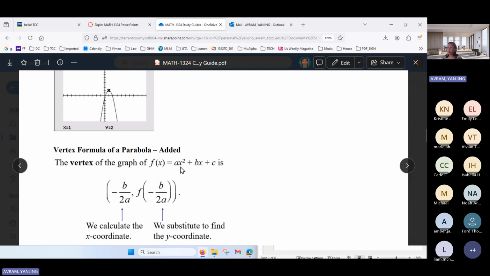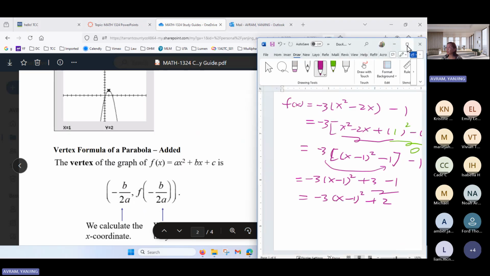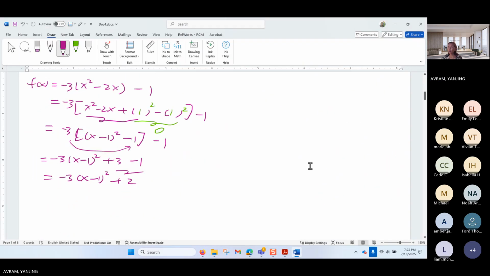So if you have f of x equals ax squared plus bx plus c, this is your vertex. So how do I use this to find my vertex very quickly? Second way to find the vertex. Okay, this time I want to use this vertex formula. All right, so the vertex formula is negative b over 2a.